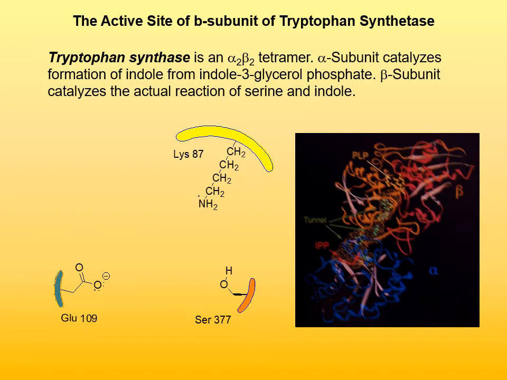Alpha subunits in this ribbon model on the right below are shown in blue, beta in red, and you can see that indole 3-glycerol phosphate enters the alpha subunit, is converted to indole, and then it travels through a channel into the beta subunit, where the reaction is catalyzed by a catalytic triad. In this case, it's composed of glutamate 109, serine 377, and lysine 87. And now we'll be covering the mechanism, so you will see the role of each.